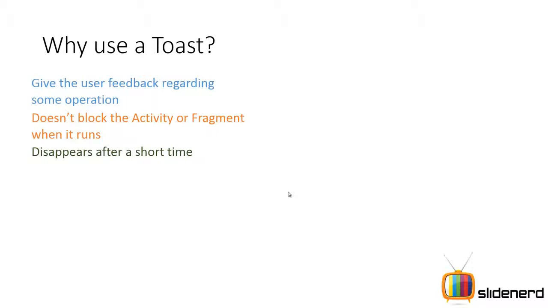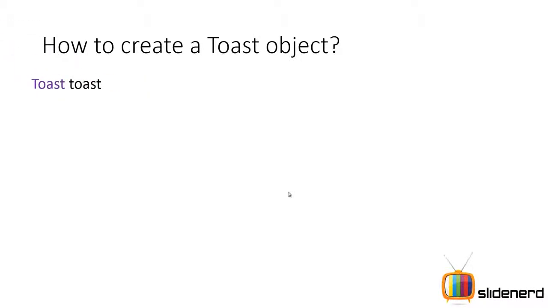Now, how do you create a toast? It's pretty simple. You can use the Toast class by saying Toast.makeText. Now, this makeText method is a static method inside your Toast class that is going to give you an object of type Toast, right? And this method requires three parameters. One is going to be a context. Now, if you're a beginner, you're wondering what context means.